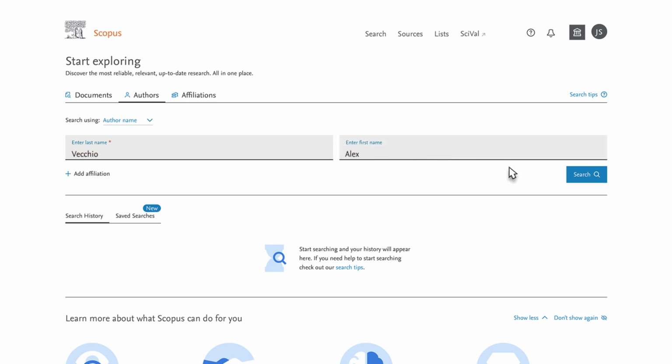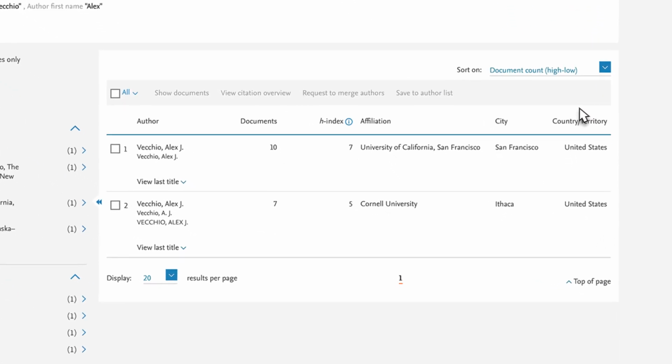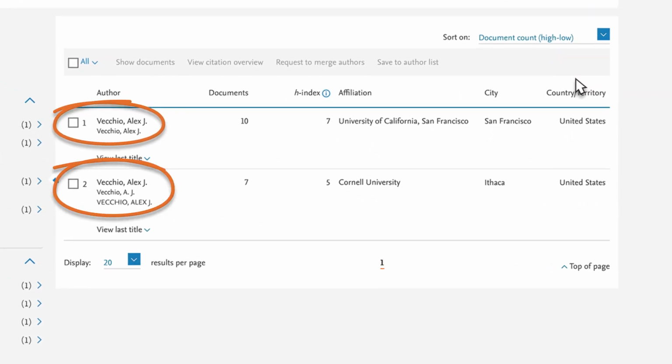You are now ready to run your search. The search results appear on your screen. There are 2 entries for this author, each with a different affiliation. This is correct. There are 2 separate authors named Alex Vecchio in Scopus.